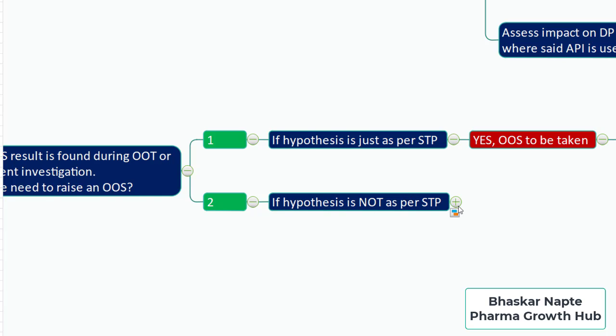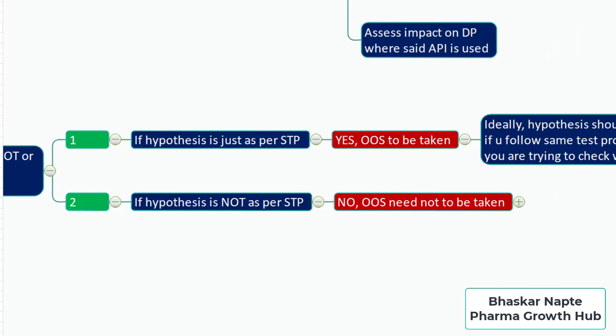And if this hypothesis analysis is not actually as per the test procedure, there is no question of investigating the failure, and there is no question of raising an OOS. I hope you are now clear in which situation, during the investigation of any kind of failure, OOT or out of spec, or in case of lab deviations, you need not raise an OOS.